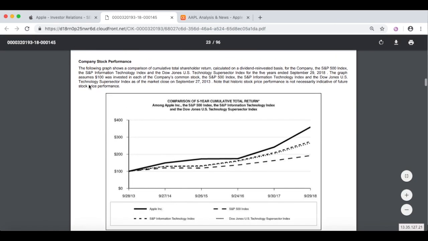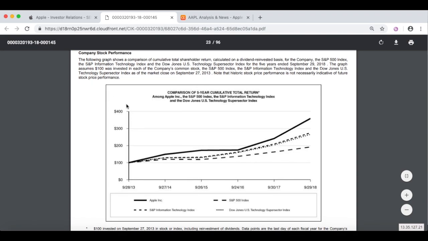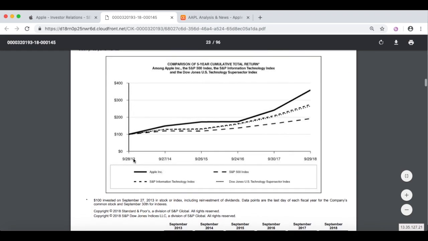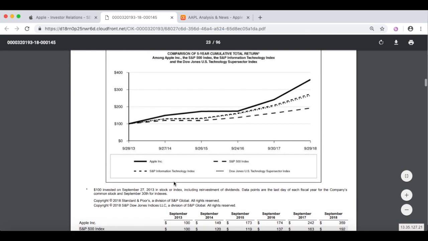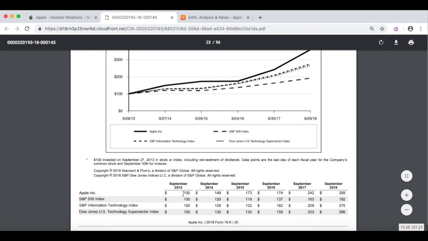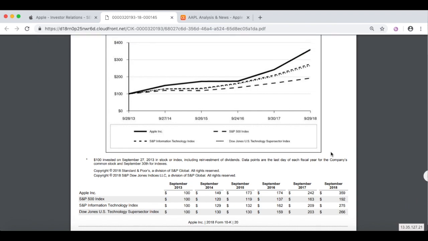Company stock performance. So maybe I don't even know what I'm talking about. Because look at this. Over the last 5 years, Apple Computer, this dark black line, has outperformed the S&P, the Dow Jones, and this IT index. If you put $100 in Apple Computer back in September 2013, it'd be worth $359. That's a triple up.